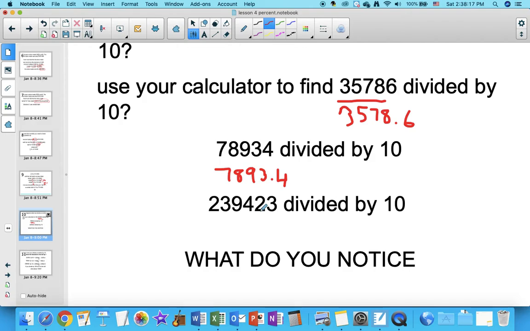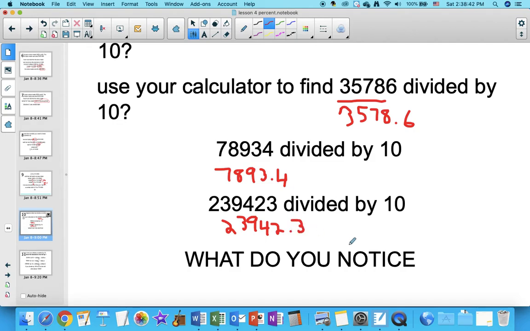Try this one. 239,423, just at random, divide that by 10 on your calculator. You will get the answer 23,942.3.